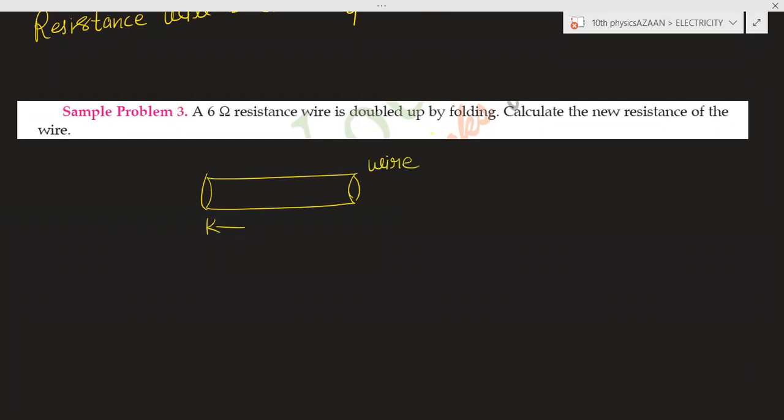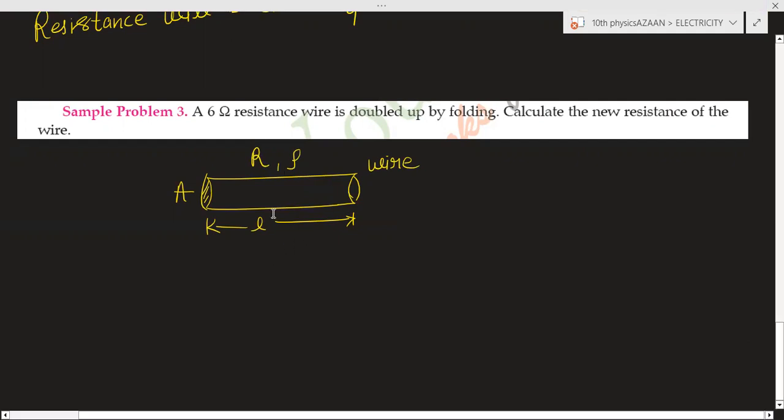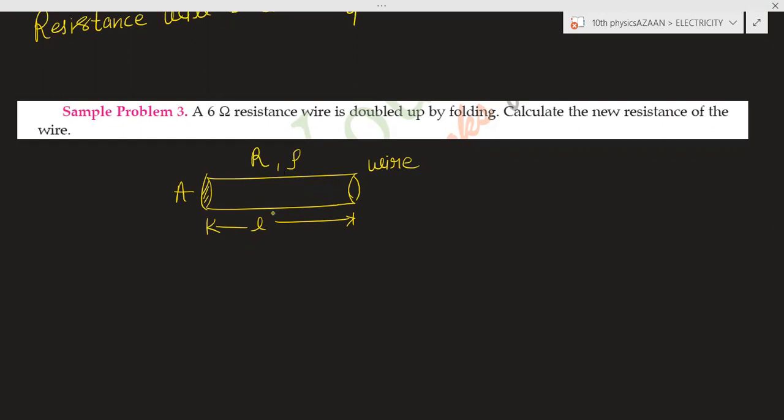Initially, the length of the wire is L, and the area of cross section of the wire is A, and the resistance of the wire is R, and the resistivity of the wire is rho. Because the material will be the same, the resistivity will be the same. After that, they are saying this wire is folded up double. So when you fold the wire double, what will happen?